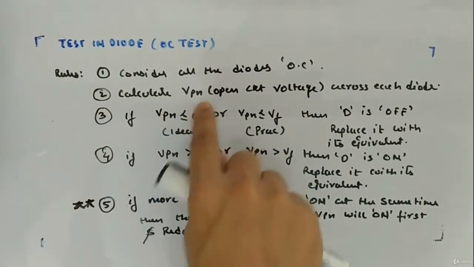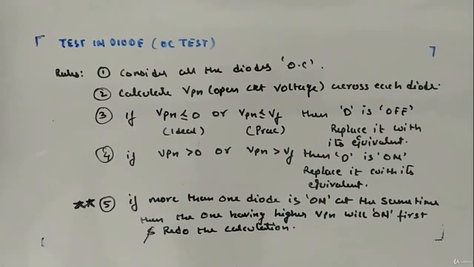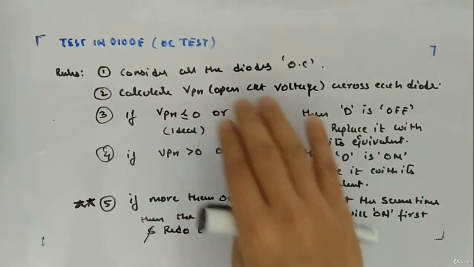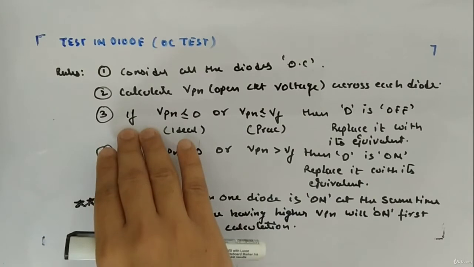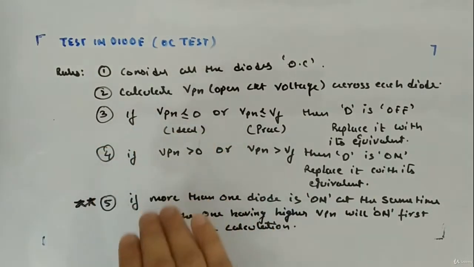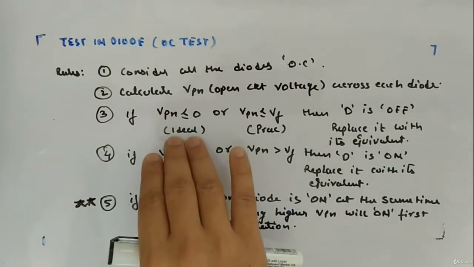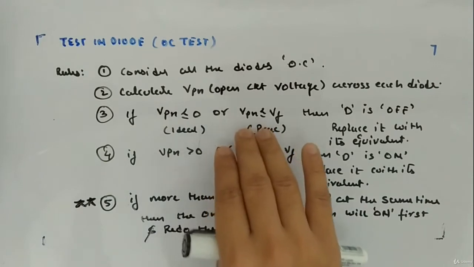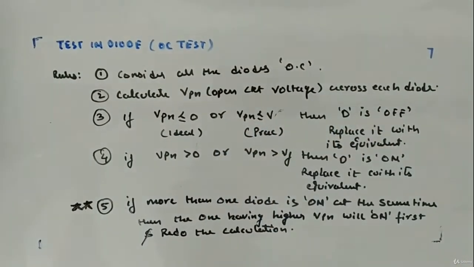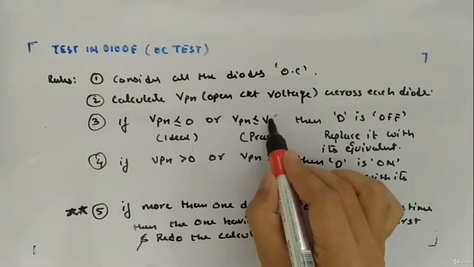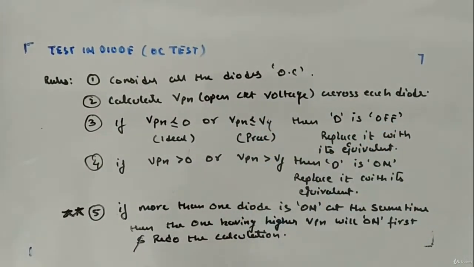VPN means positive to negative terminal. Okay, that is the voltage you have to calculate. So the open circuit voltage, and you have to do it for all the diodes. Then check if VPN is less than or equal to 0 in the ideal diode case, or if VPN is less than or equal to the cut-in voltage in case of a practical diode.